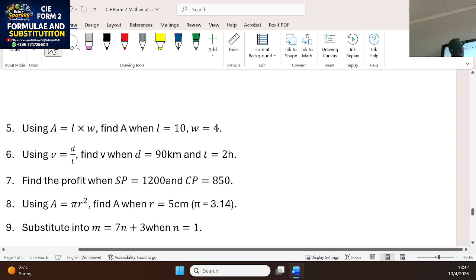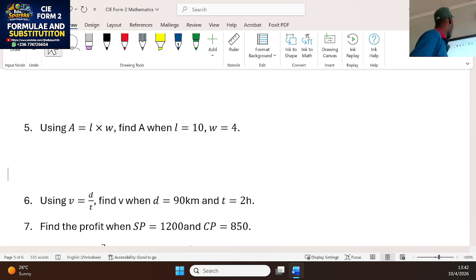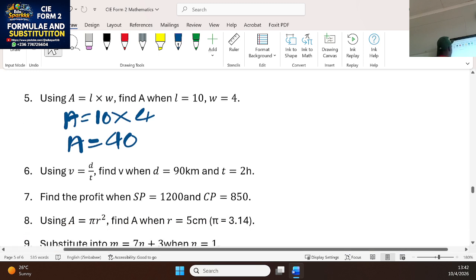Then next, we are given a formula there to use. Normally, that formula is used to compute the area of a rectangle. So we are interested in finding A when L is known to be 10 multiplied by W, which is 4. So our area is actually 40.